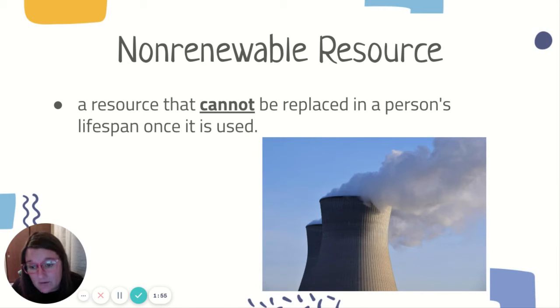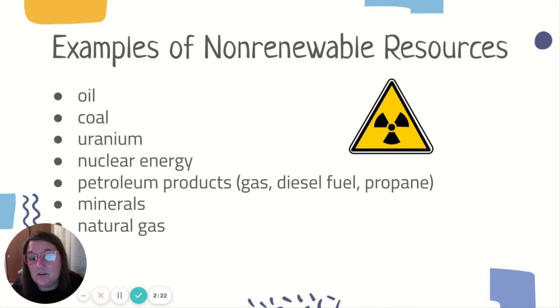Now, non-renewable resources are going to be a resource that cannot be replaced in a person's lifespan once it's used. I'm not saying that it doesn't reproduce or regenerate itself. However, it will not happen within one person's lifespan. So my life, okay, if we use a certain amount of some of these, then they will not be able to or basically like restock itself, okay, in my lifetime. So these are going to be things like oil, coal, uranium, nuclear energy, petroleum products. So that's like gas, diesel fuel, propane, minerals, natural gas.